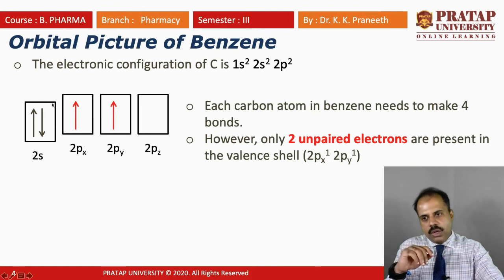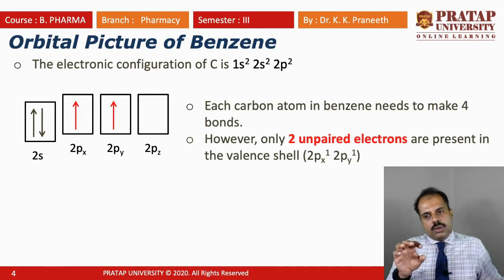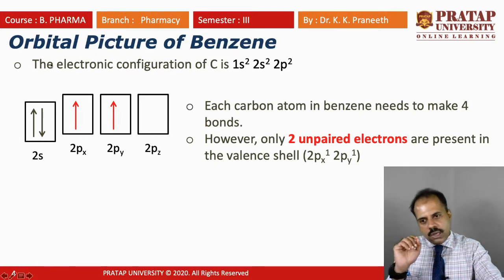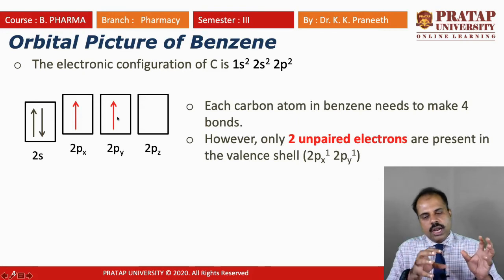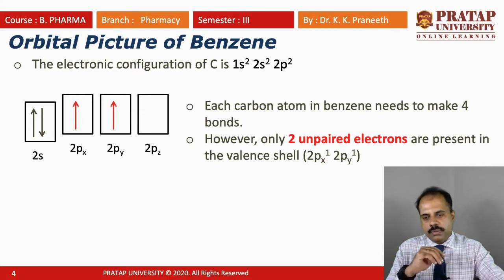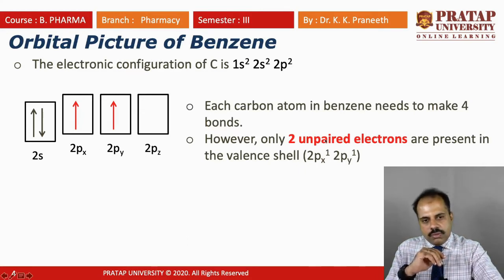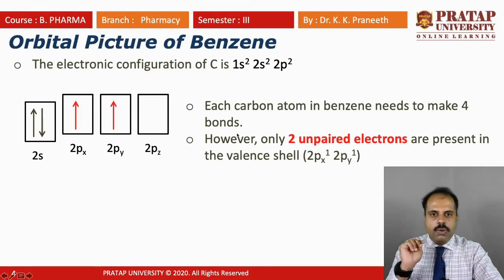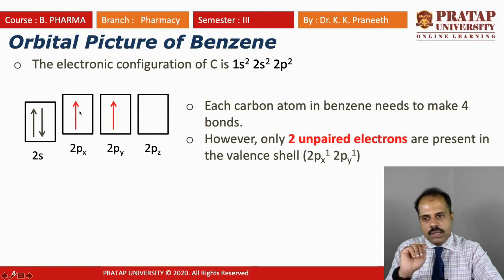One unpaired electron will interact with the unpaired electron of, for example, hydrogen, to make one carbon-hydrogen bond, and another unpaired electron will interact with the unpaired electron of carbon to make the carbon-carbon bond in benzene. But we have seen that each carbon needs 4 bonds, so we need 4 unpaired electrons to form the 3 sigma and 1 pi bonds. However, only 2 unpaired electrons are present in the valence shell, that is, 1 in 2px and 1 in 2py.